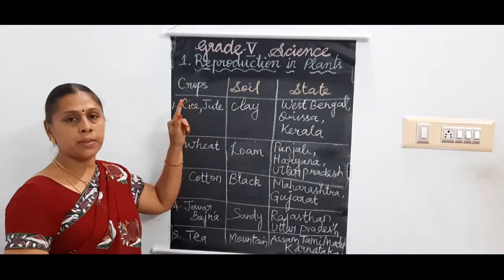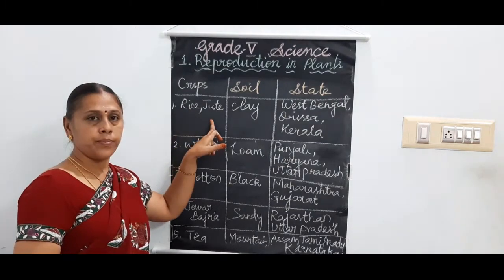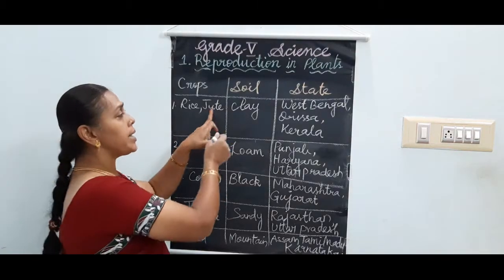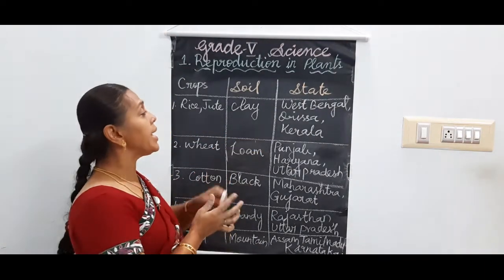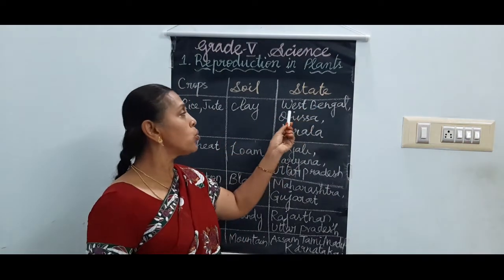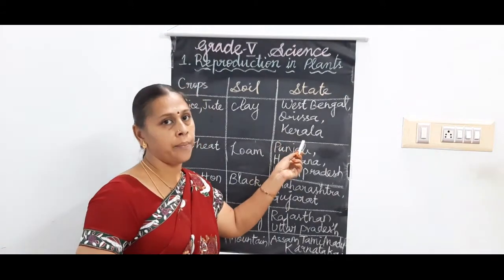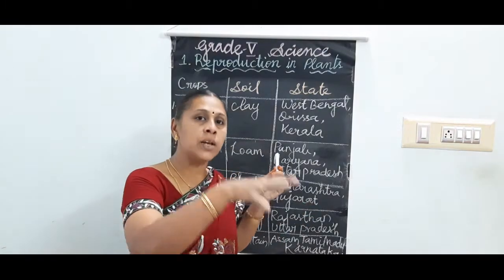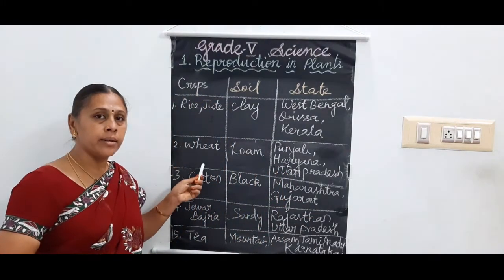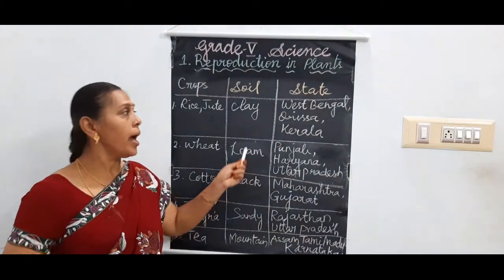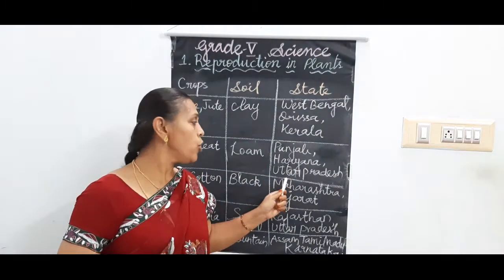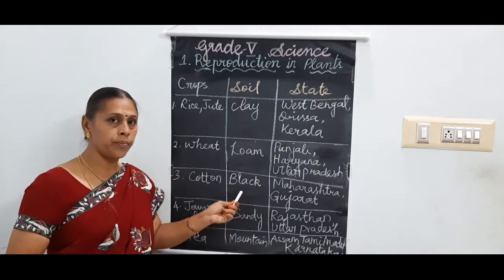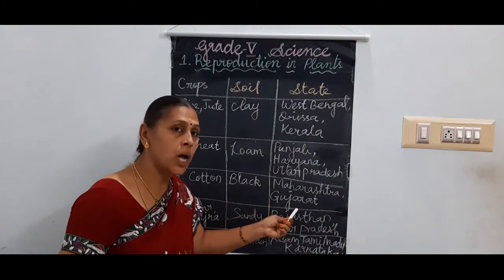First one, crops. Rice, jute. Rice means, you know, the paddy plant, and jute. Which soil do they need? Clayey soil. And in which states will they grow? West Bengal, Orissa and Kerala. In these states, they will grow in large quantity because the climate will be suitable in that place for their growth. Next one, wheat. This grows in loam soil, and in which states? Punjab, Haryana and Uttar Pradesh. Next one, cotton. Cotton needs black soil for its growth, and it will be grown well in Maharashtra and Gujarat.